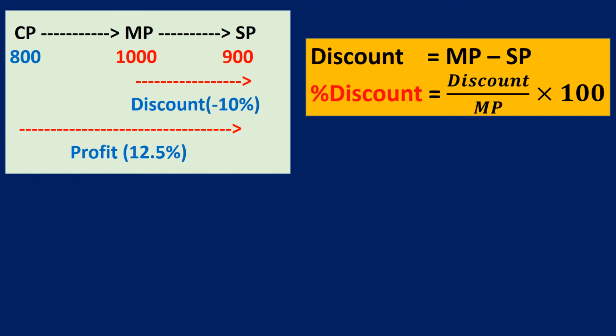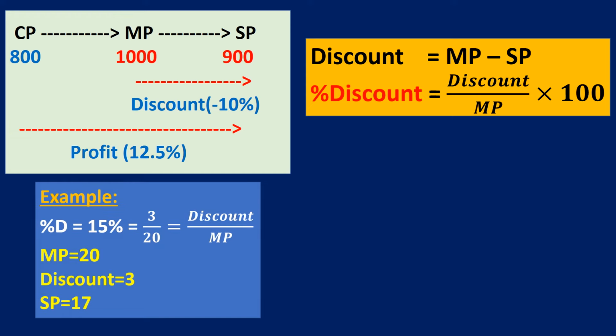Profit is computed as follows. Profit equals selling price minus cost price, which is 900 minus 800 equals 100. Profit may also be expressed as a percentage of the cost price as follows. Profit percentage equals profit divided by cost price multiplied by 100, which is 100 divided by 800 multiplied by 100 equals 12.5%.